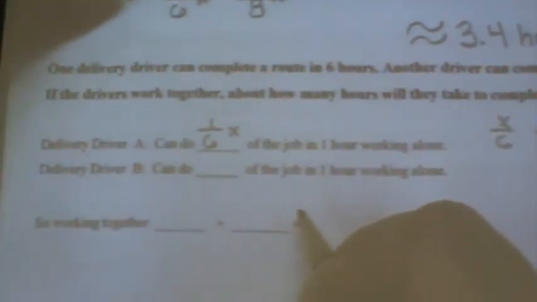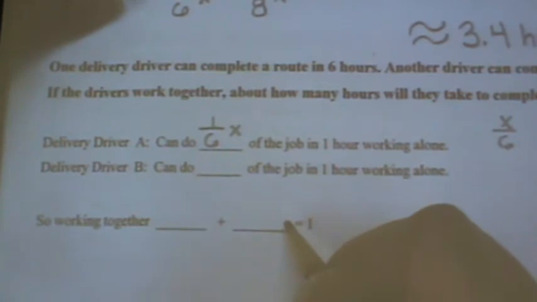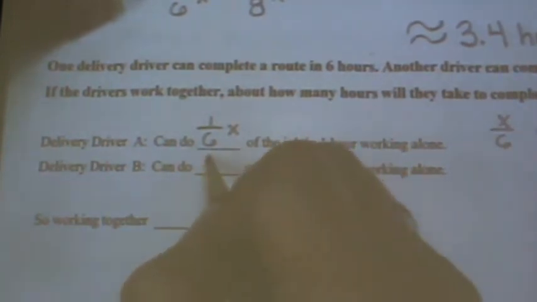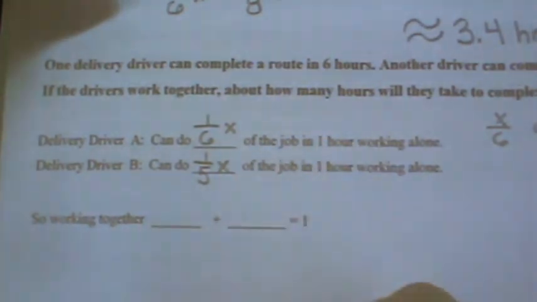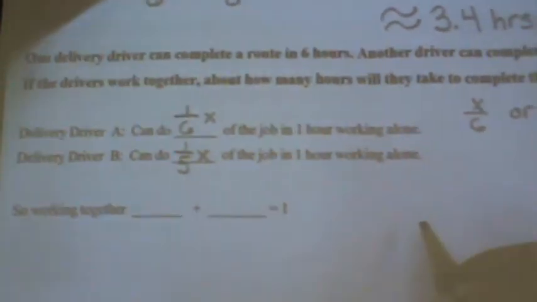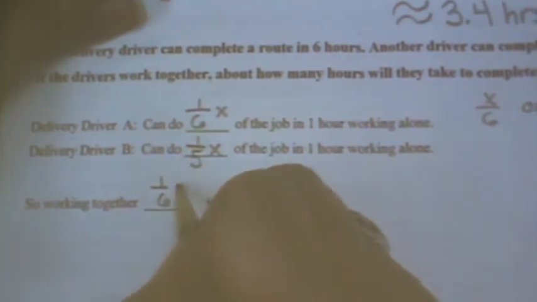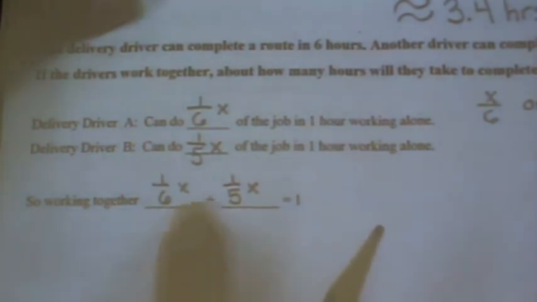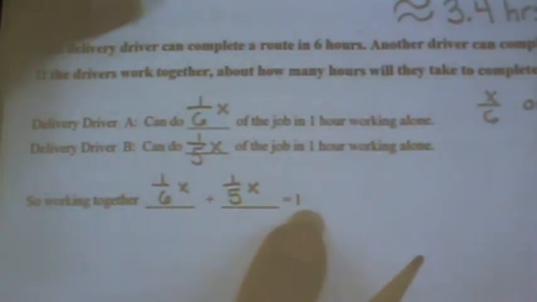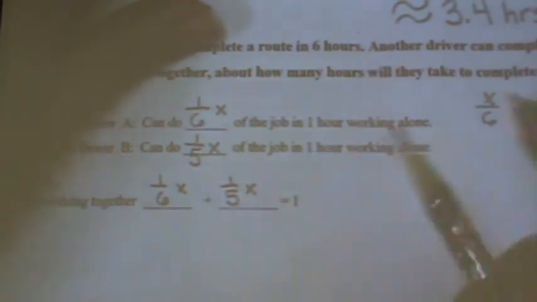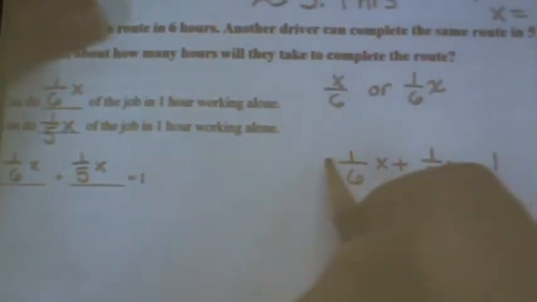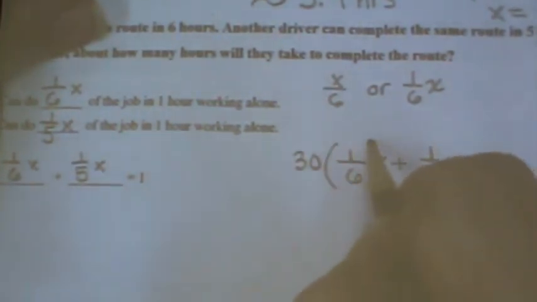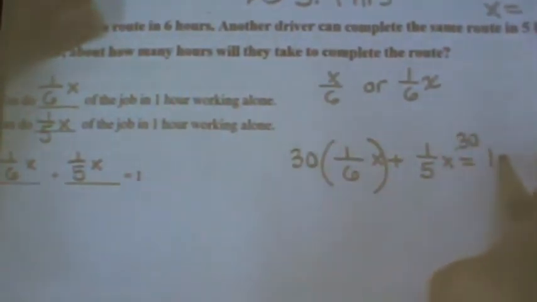Nick, driver B, what portion of the job does he do in 1 hour working alone? 1/5 X. Now, we wanna do this job together, so you're gonna do 1/6 X plus 1/5 X equals 1. Each hour, they do 1/6 or 1/5 of the job. So what's your common denominator? 30. So we're gonna multiply this by 30, this by 30, and this by 30.